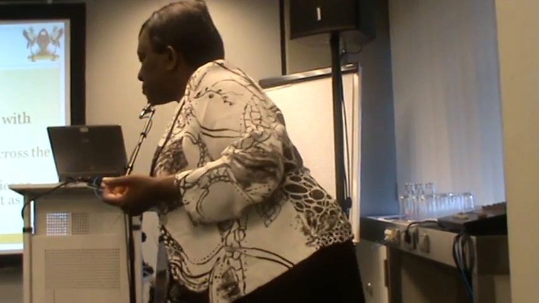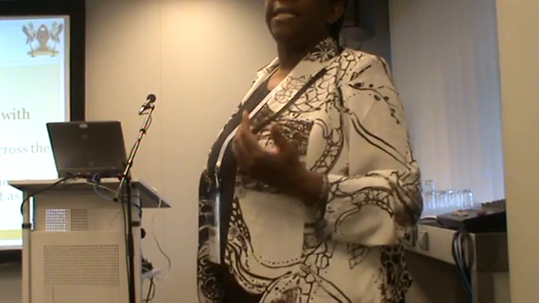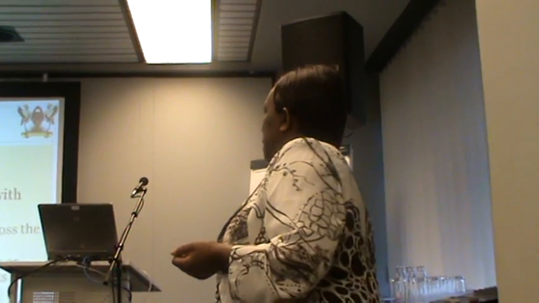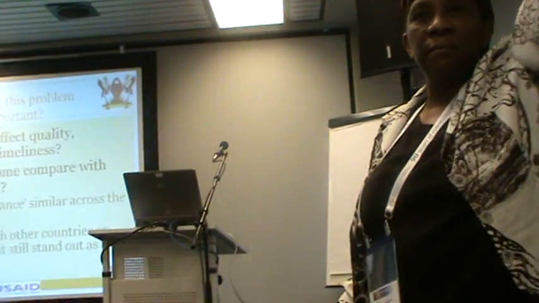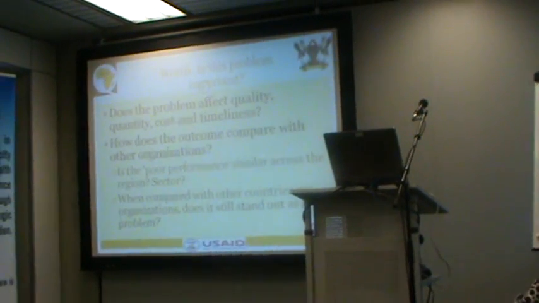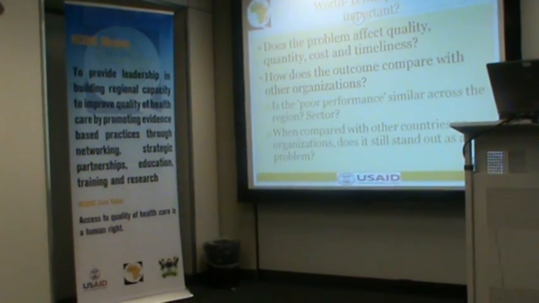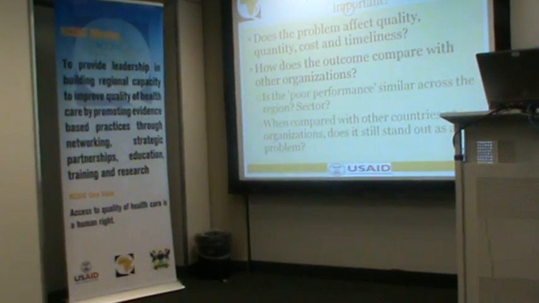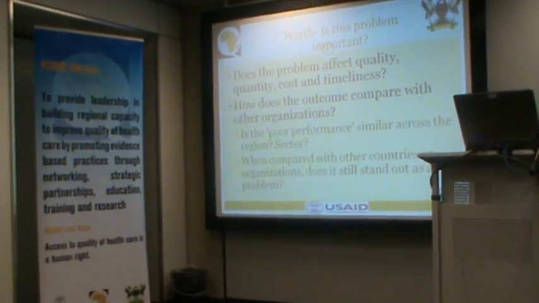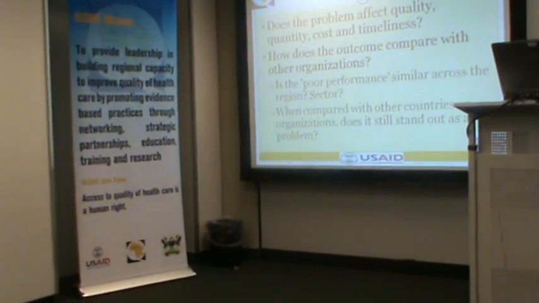And timeliness. We always talk about early detection of cases, prompt treatment, on time. For programs, that is very important. How does the outcome compare with other organizations? Now, this is important because sometimes you can say, we're performing poorly because you've set your standards unachievably high. We can do that. So it is good to stop and think, is our poor performance really poor performance? Or is it that our desired performance is so high that it's unattainable anyway?